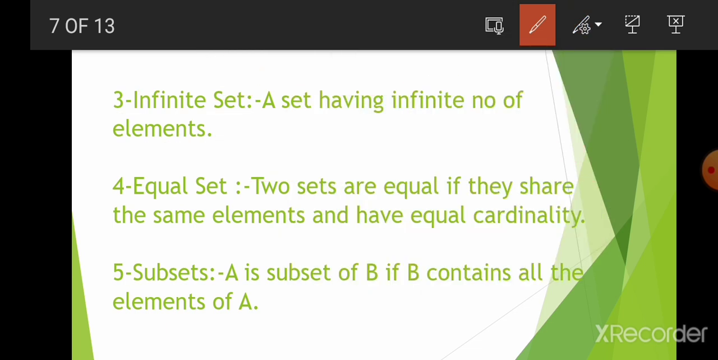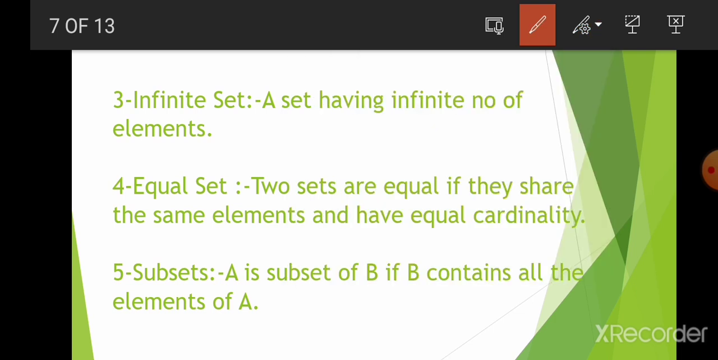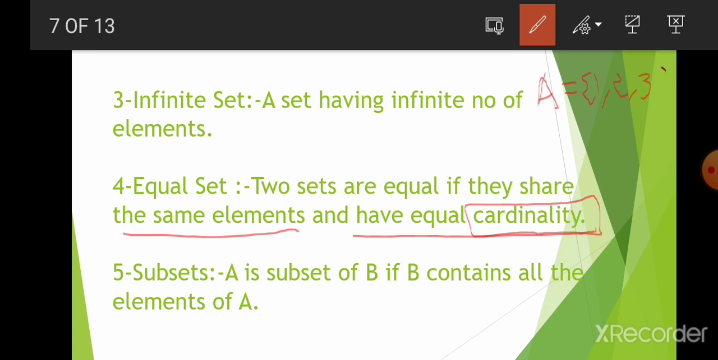Next is the equal set. Equal sets means two sets are said to be equal if they share the same elements and have equal cardinality. Cardinality we have discussed in our previous video, that is the number of elements. To compare two sets, we have to see the cardinality. Suppose one set is A, where the elements are 1, 2 and 3, and another set is B, where the elements are 1, 2 and 4.